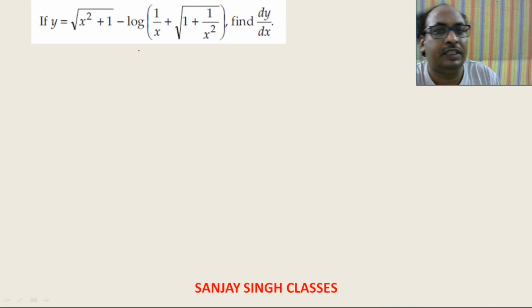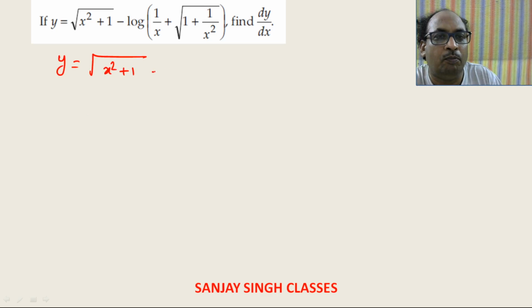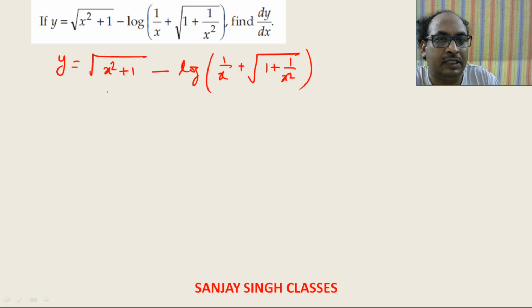Now the next question is, we are given y is equal to whole root x square plus 1 minus log 1 by x plus whole root 1 plus 1 by x square, and we need to find dy by dx. Let us solve this expression first. So by solving this expression, what are we getting?